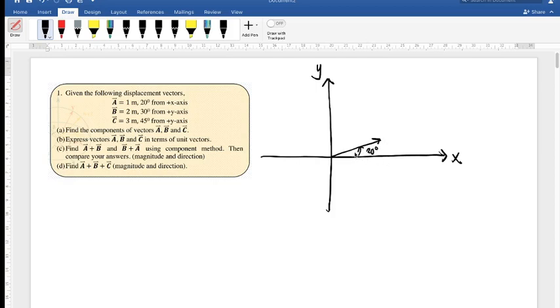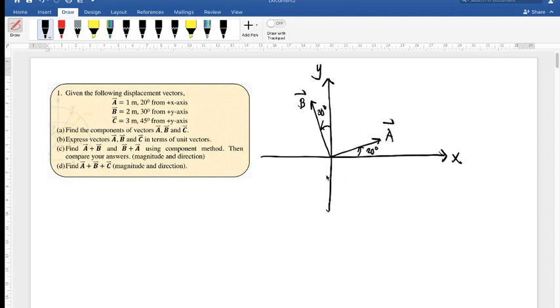Then your B is 30 degrees from the positive y-axis. So from the positive y-axis, it is here, then 30 degrees. So it looks like that. So this is your 30 degrees from the positive y-axis. So this is vector B, and then vector A.